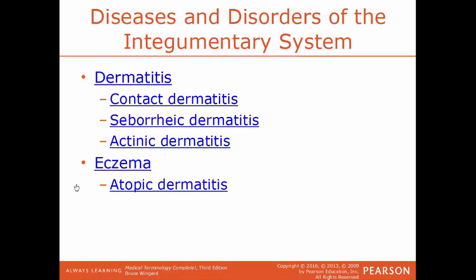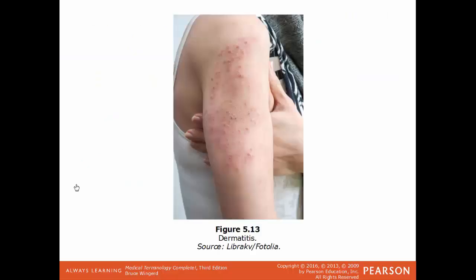So eczema is basically anything that will cause your skin to become red and itchy, and an example of that would include atopic dermatitis. An example of how dermatitis would look, basically an inflammation of the skin.